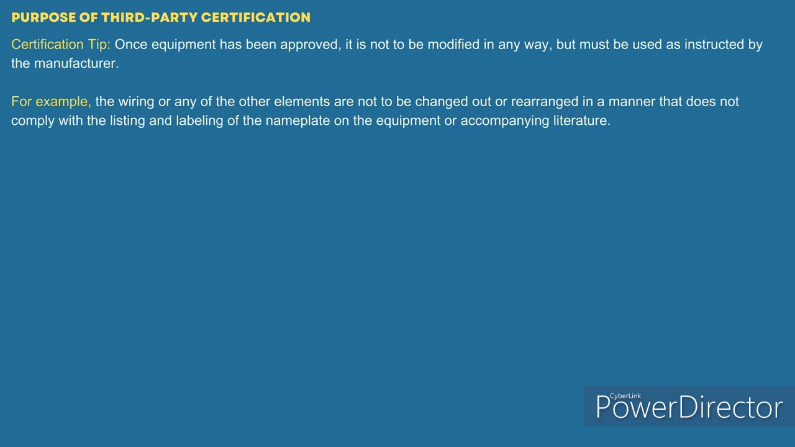Then it tells you, we did as an example here, the wiring or any other elements are not to be changed out or rearranged in any manner that does not comply with the listing and labeling of the nameplate on that equipment, or listen to this, or accompanying what? Literature. Right. Now, I will tell you, that type of wording has been in our books for over 20 years now, since we started putting in the UL and OSHA and tying all this in. And nobody has ever complained with this.